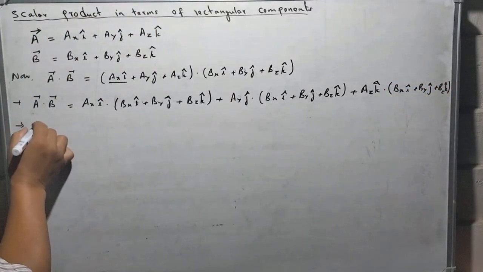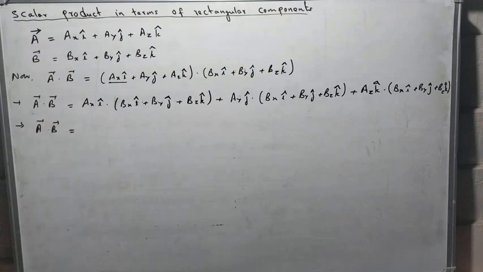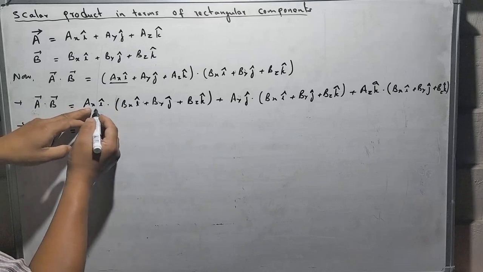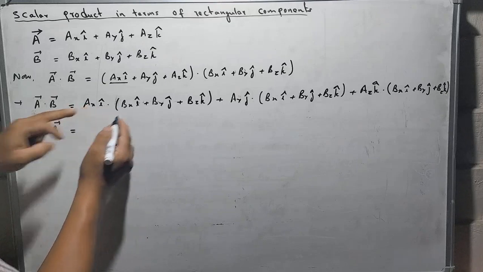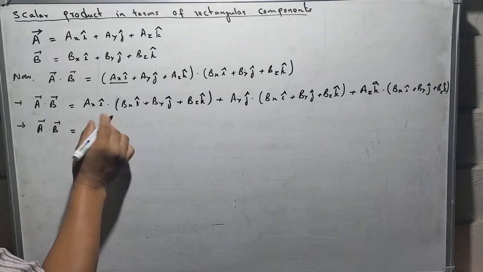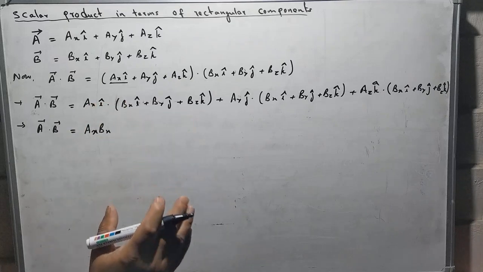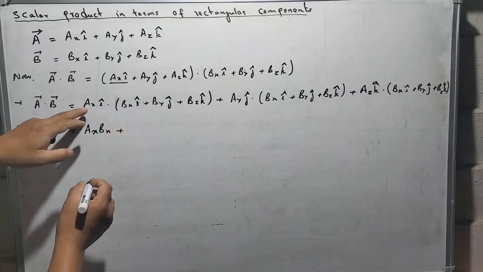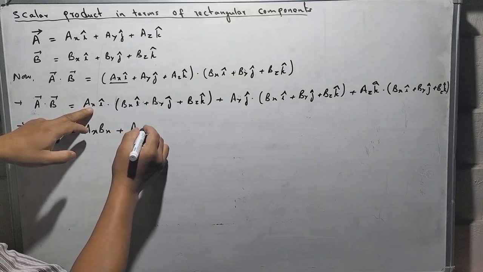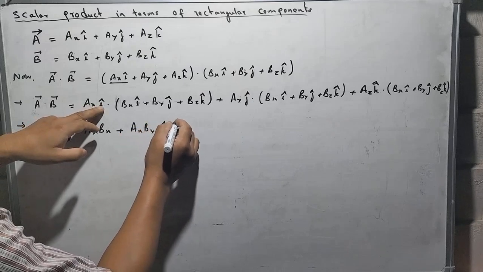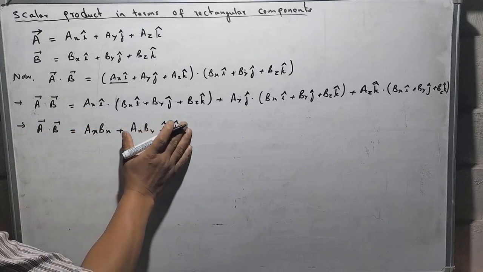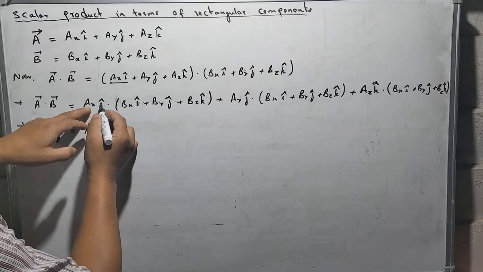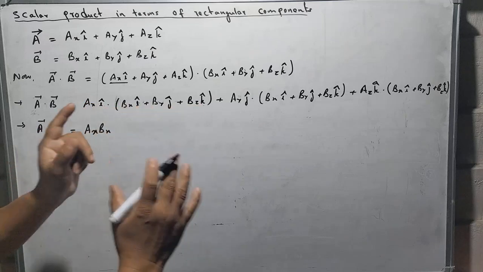So, A dot B again is equal to... Now, we apply the distributive law in this equation. Taking the distributive law first with Ax i dot Bx i, you get Ax Bx, i dot i. And we have seen in the previous video, in the properties of a scalar product, i dot i is equal to 1. So this is just Ax Bx. Plus, next you get Ax By, i dot j, and i dot j is equal to 0, so 0 times this will be 0. That means there will be no contribution from Ax i dot By j. Similarly, the contribution of Ax i dot Bz k will also be 0, because i dot k is 0.